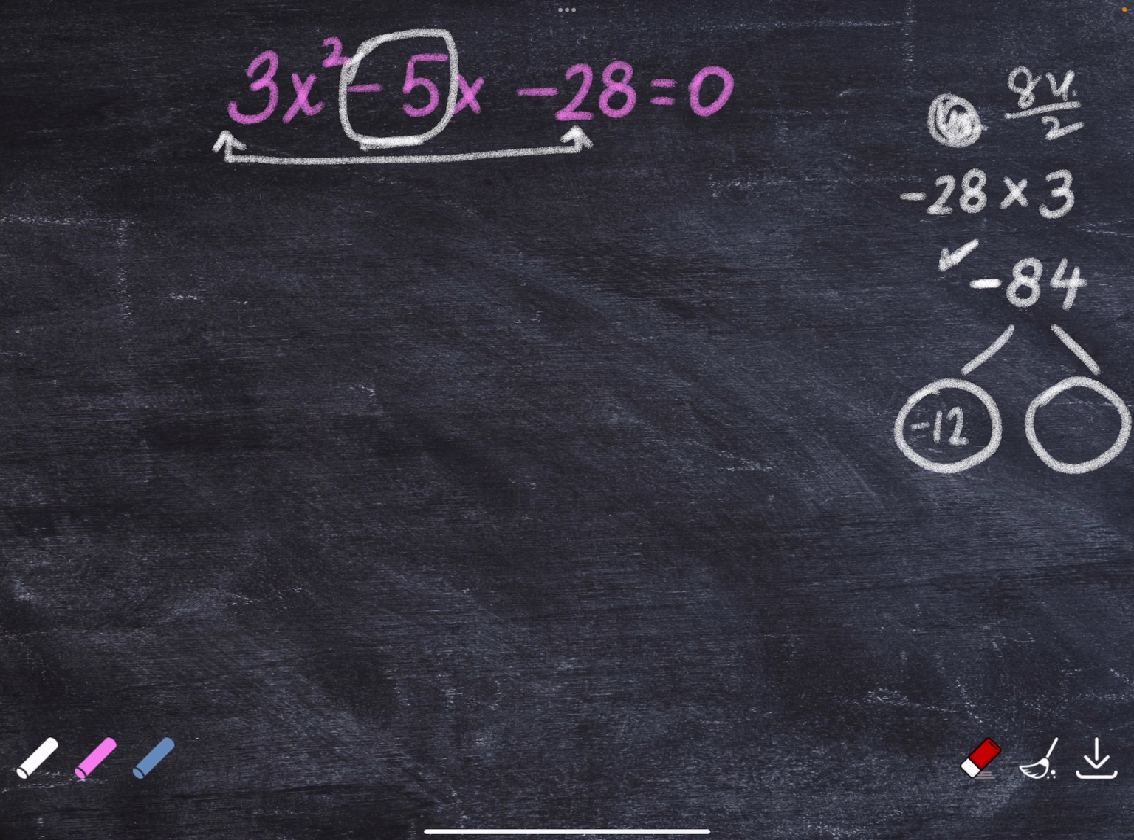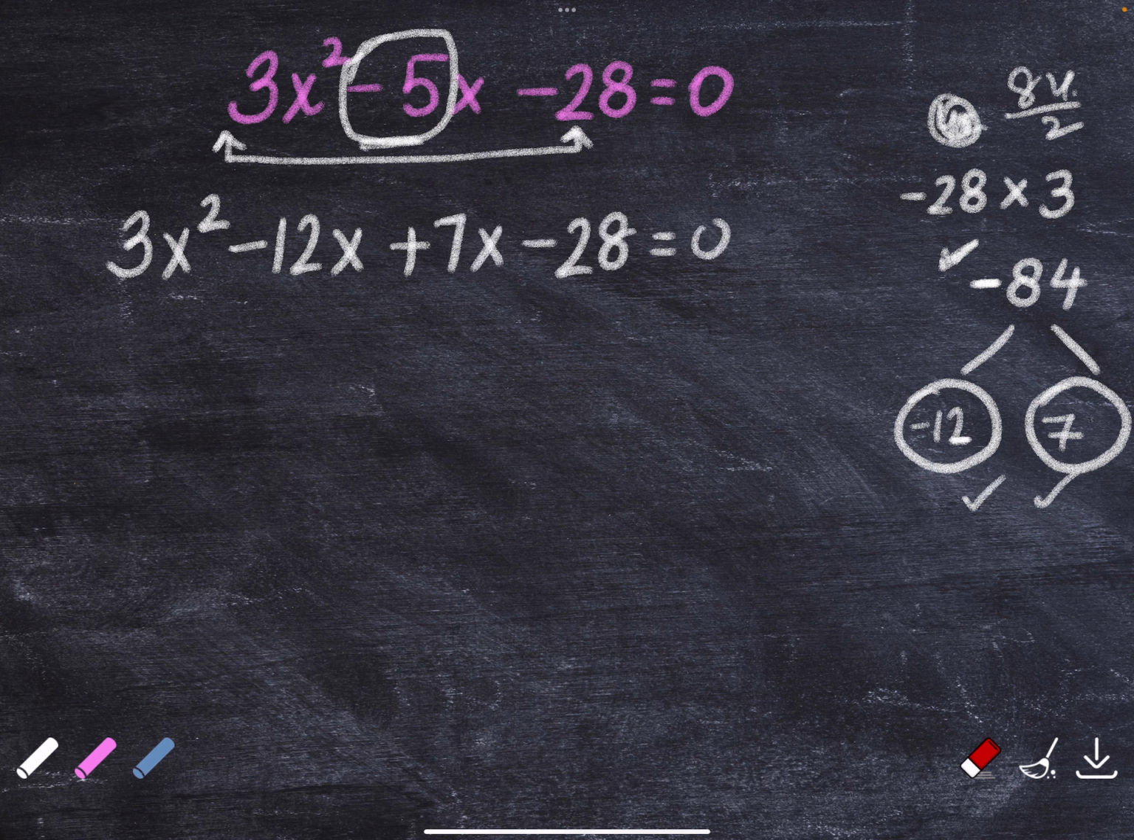You can pause the video and think about the numbers before that. We are coming to the conclusion that negative 12 and 7 is a pair which when multiplied give me negative 84, but when I add them, I get negative 5. So these two numbers satisfy the condition. So we split the middle term as negative 12x plus 7x minus 28 equals 0. Basically I'm writing negative 5 as negative 12 and positive 7, breaking down the middle term.